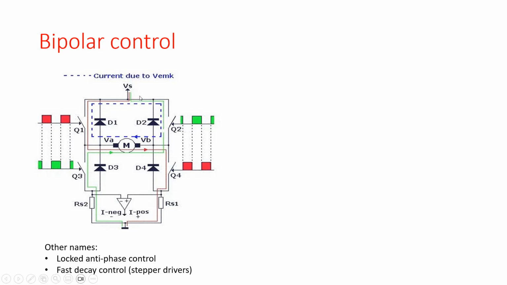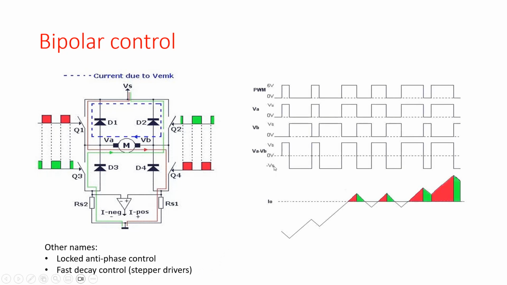Due to that current path, the current decrease will be faster, and that is why we call it the fast decay control for our stepper motors. So now again, let's look at the voltage and current shapes. Again, we have put the PWM signal over here. When the PWM is positive, we see that Q1 is closed and Q4 is closed. So at these times, VA is positive and VB is negative, so VA minus VB has a positive value.